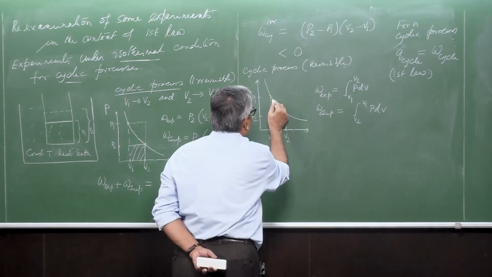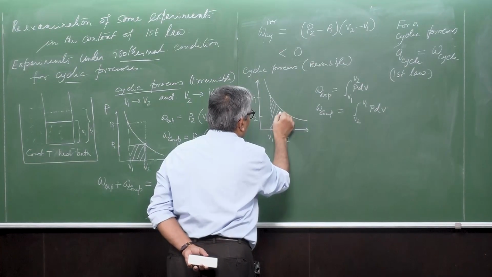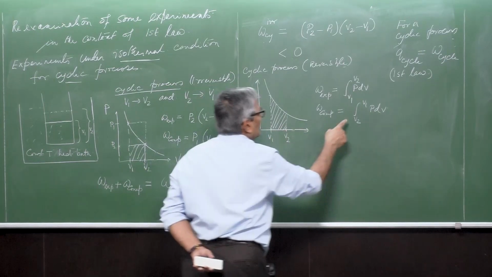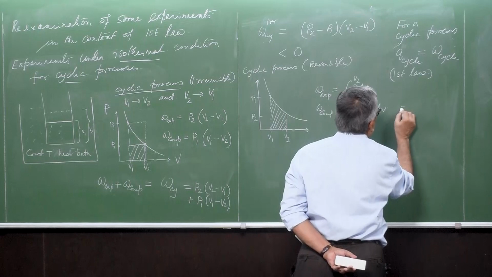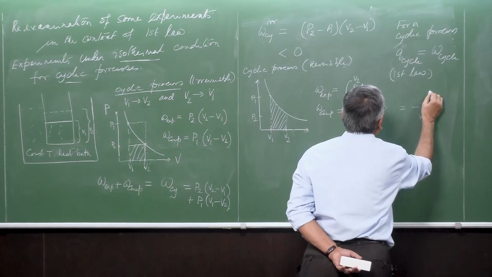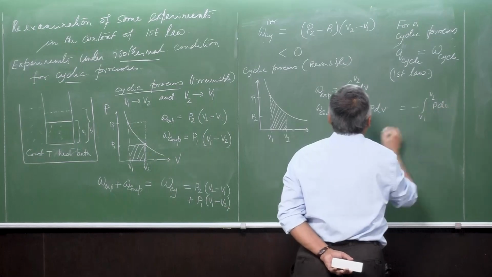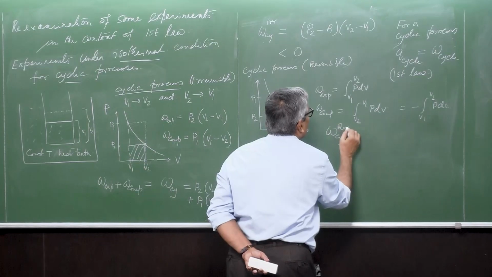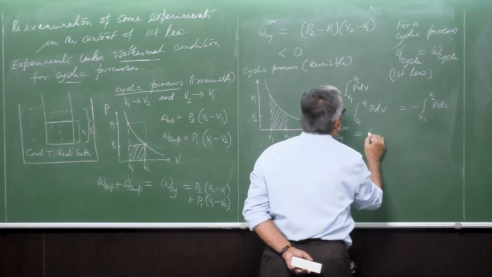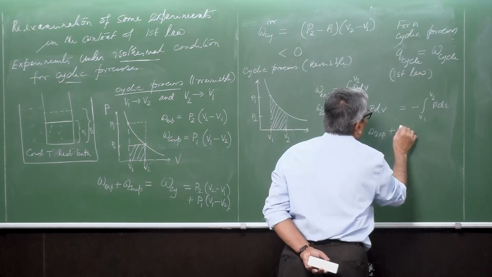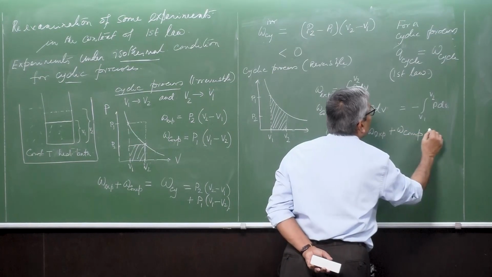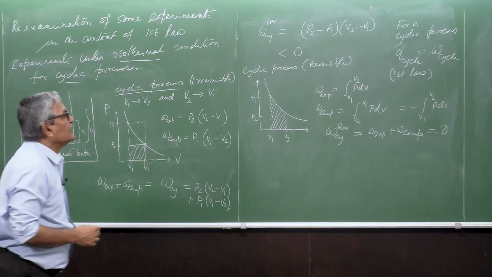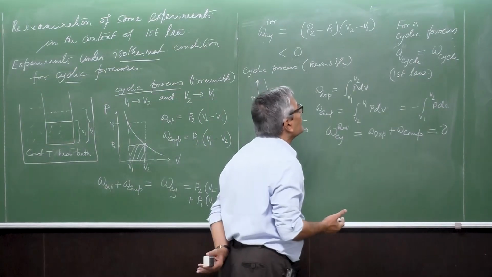So for the forward process, you have this area, and the same area is repeated just with a minus sign, that is equal to minus the integral of PdV from V1 to V2. So W of cycle for the reversible process is the sum of the two, W expansion plus W compression, and that is equal to 0. So W cycle for the reversible condition gives you zero work.